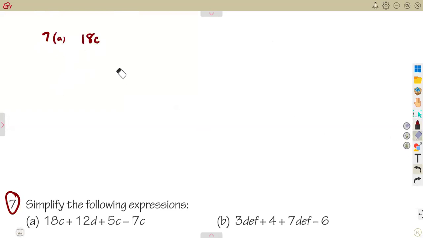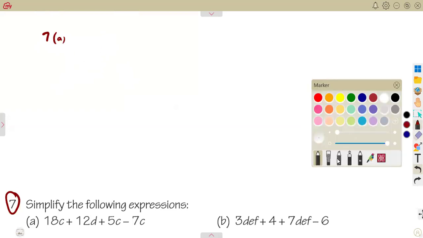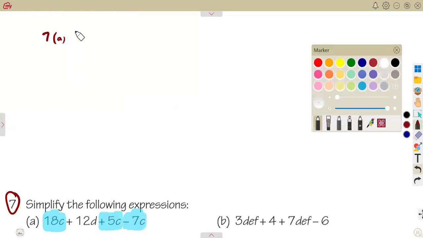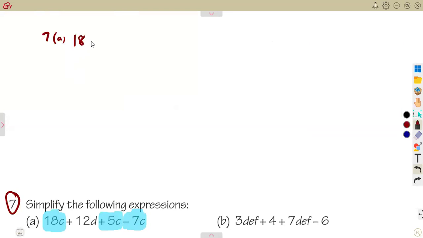All right, so on number A, we are given 18c. I'm not going to rewrite this, guys. Let me just attempt it here. If you consider, we've got the like terms: the 18c, the 5c, and the minus 7c. So we are going to combine these terms together. So we have 18c plus 5c, minus 7c. These are the like terms. We collect these like terms together. Then the 12d does not have any like term, so I'm just going to write it as it is.